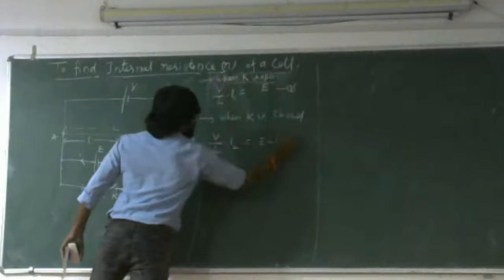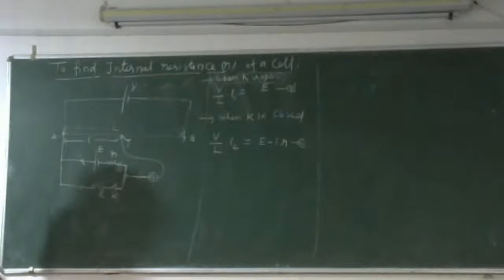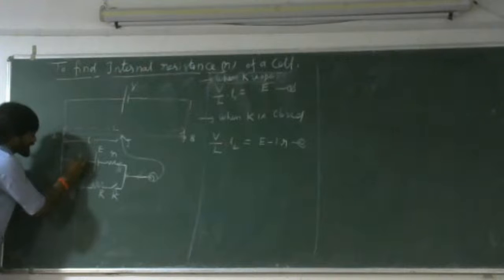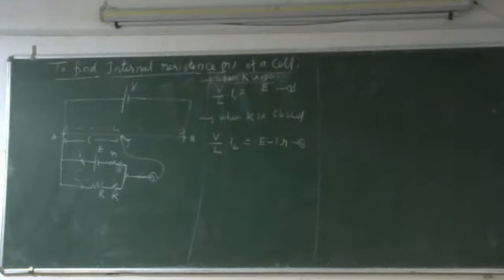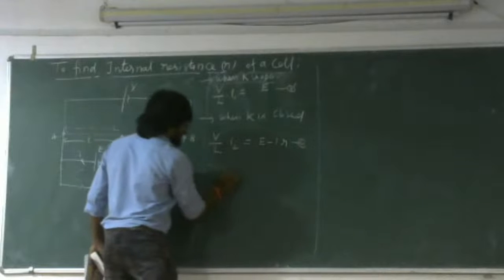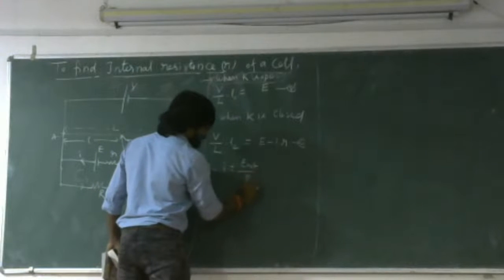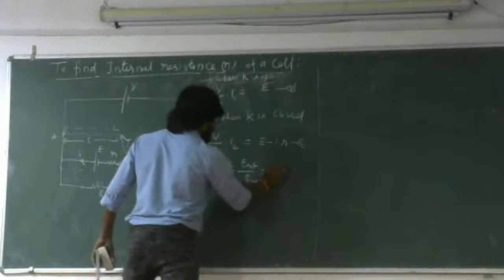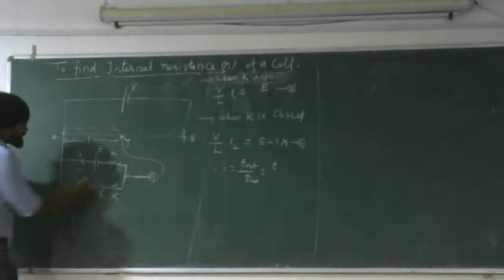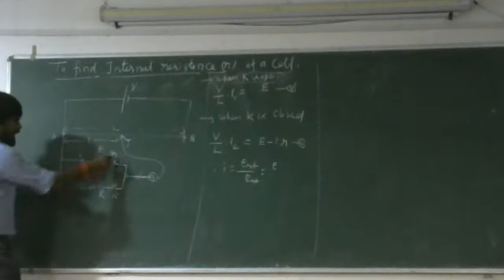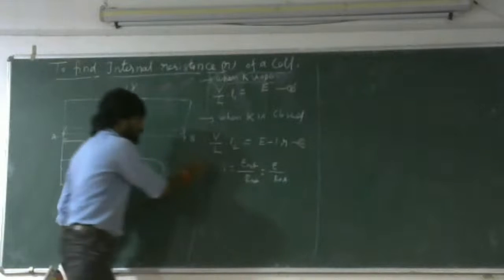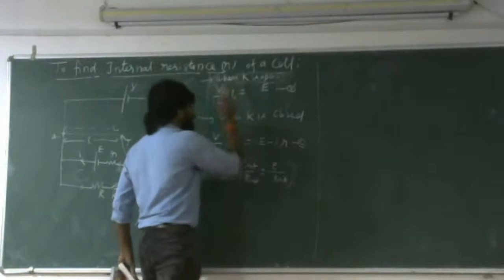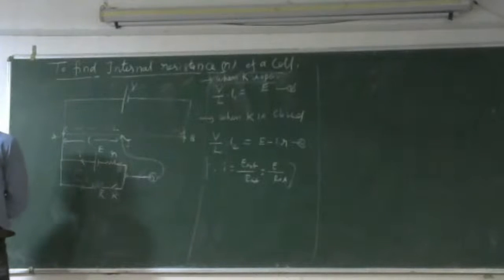Let's say this is 1, this is 2. What is I in this circuit? By definition, in the case of cells, I is equal to net EMF by total resistance. E net is E only here. Total resistance, when the current passes through these two resistors in series, is capital R plus small r. Substitute this for I and simplify, then you get the internal resistance.